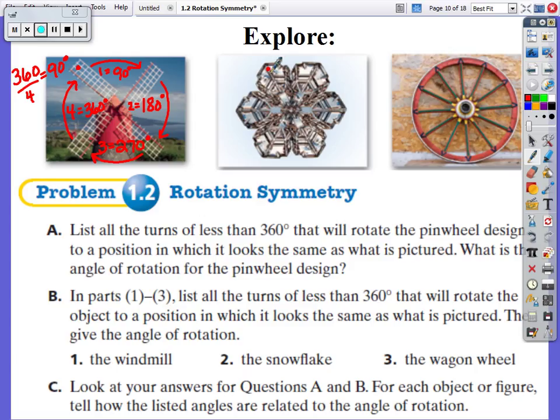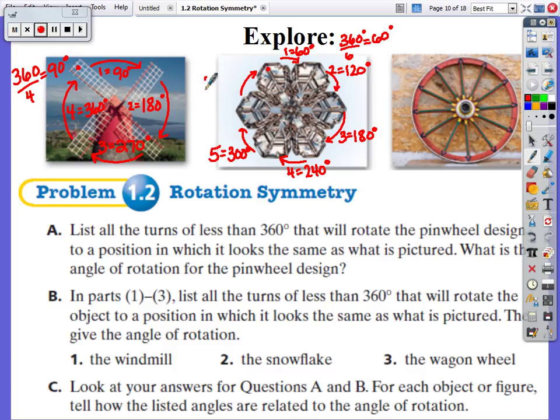With the snowflake, again, if we start right here, we said that there were 6. 1, 2, 3, 4, 5, 6 rotations. So if we start here, we need 360 degrees divided by 6. So each rotation is 60 degrees. So after one rotation, we've gone 60 degrees. After two rotations, we've gone 120 degrees. After three rotations, we've gone 180 degrees. Four rotations is 240 degrees. 5 rotations is 300 degrees. And 6 rotations is 360 degrees.